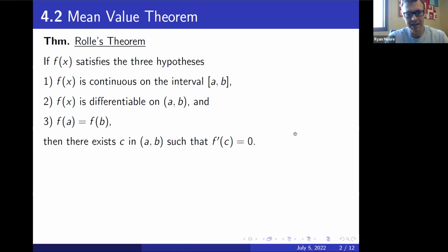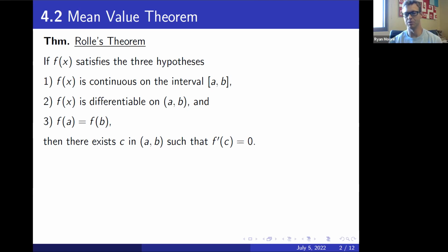We're going to build up to the mean value theorem by talking about this other theorem called Rolle's theorem. So Rolle's theorem says this: if f of x satisfies these three hypotheses, number one, that f of x is continuous on the interval from a to b. Number two, that f of x is differentiable on the same interval from a to b.